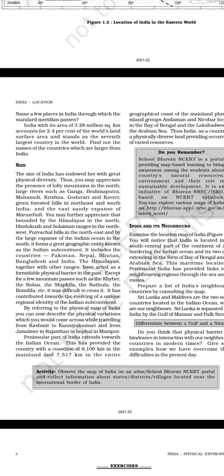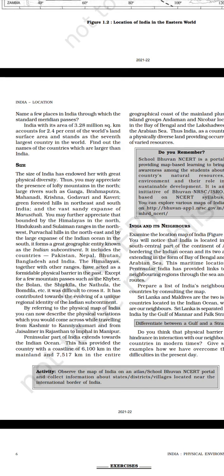Prepare a list of India's neighboring countries by consulting the map. Sri Lanka and Maldives are the two island countries located in the Indian Ocean, which are our neighbors. Sri Lanka is separated from India by the Gulf of Mannar and Palk Strait.